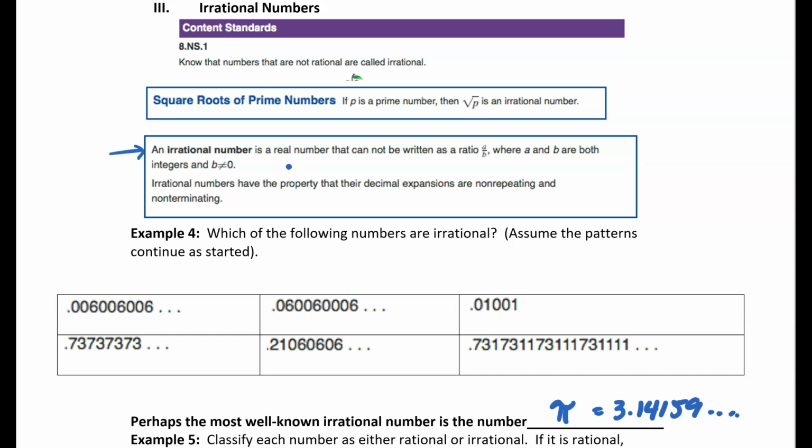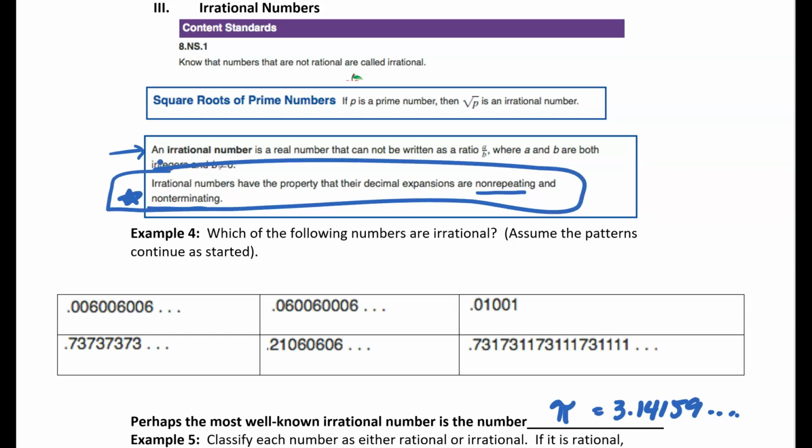An irrational number is a real number that cannot be written as a ratio, so it can't be written as a fraction, and it's non-repeating and non-terminating. Terminating means end. So non-repeating and non-terminating means they don't repeat and they go on forever. And they can't be written as a fraction. But this is the important part: you don't even want to try to write it as a fraction. You can just identify whether or not it repeats or it ends.